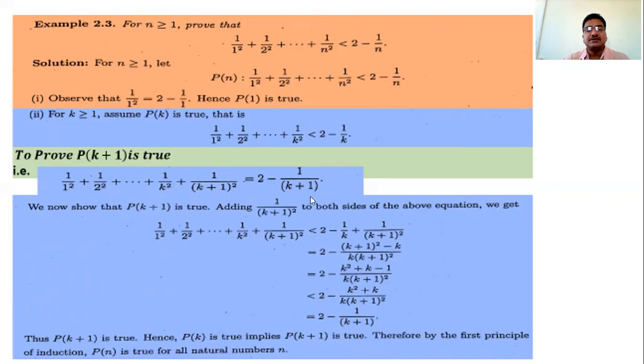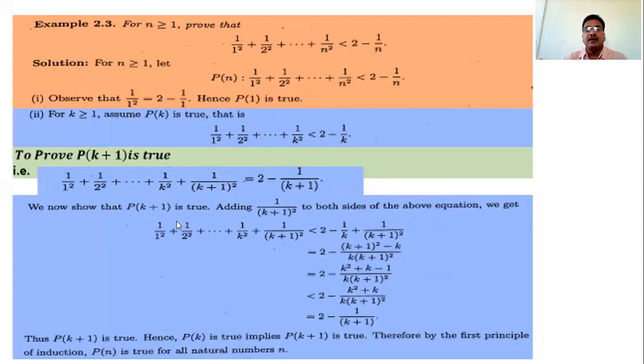Now we have to show this, means the result is true for k plus 1. Assume the result is true for n is equal to k, and show the result is true for n is equal to k plus 1. That is, we have to show this. And so for that, add 1 by k plus 1 square to both sides of this assumption, this equation. 1 by k plus 1 square, add on both sides.